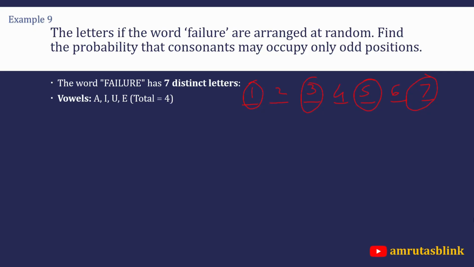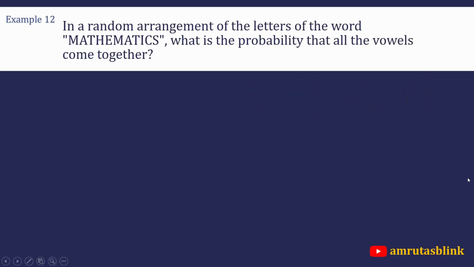But if you observe in both these, example number 8 and example number 9, no letter of the word is repeated. On the contrary, in this word mathematics, different letters are repeated. So we will check out how to solve this. This is a very classic case of probability where a few letters from the word are repeated.